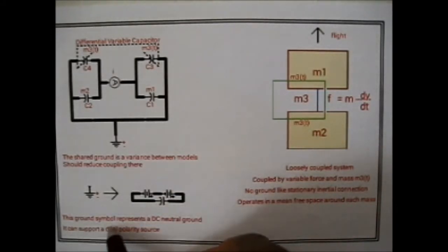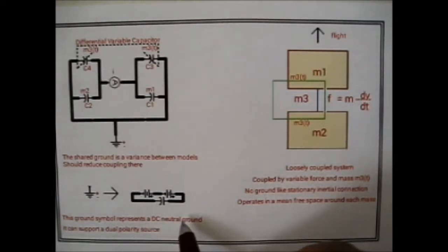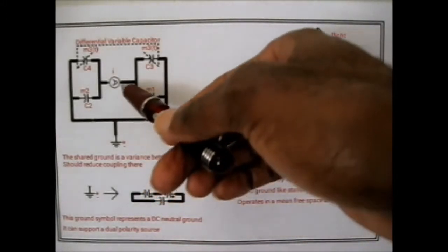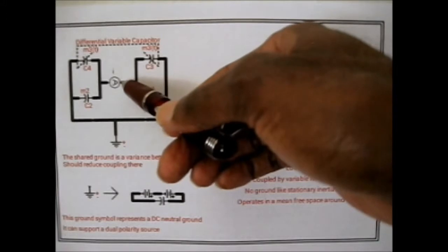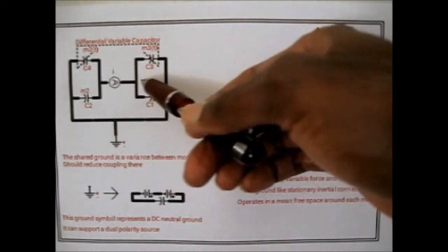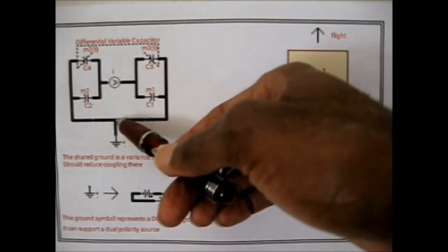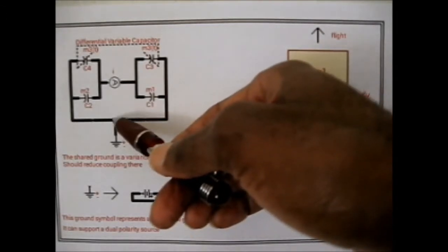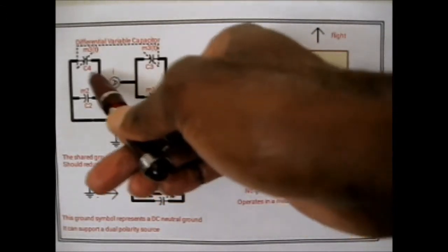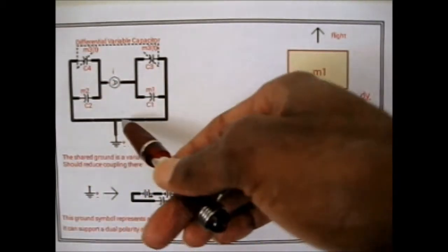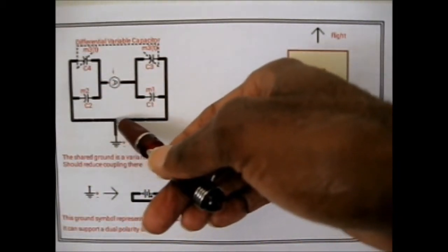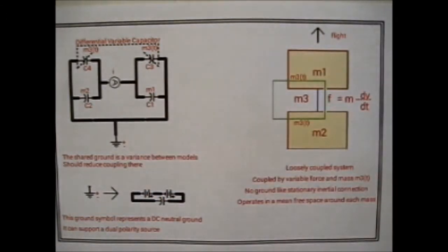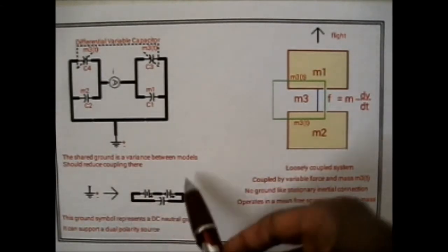And I call this ground symbol a DC neutral ground because it provides support for a dual polarity source. To see that, let's assume that this terminal on the current source is positive, then it has a ground to go to here. And when this terminal becomes negative, it still has a ground to go to. And they have the same on this terminal. When it's positive, it has a ground, and when it's negative, it has a ground. So this ground lies between the positive and negative voltage. So it is essentially a zero voltage point, and that is implemented in these components.